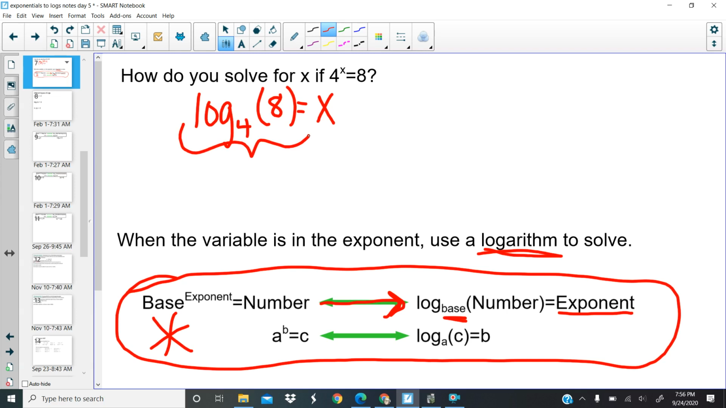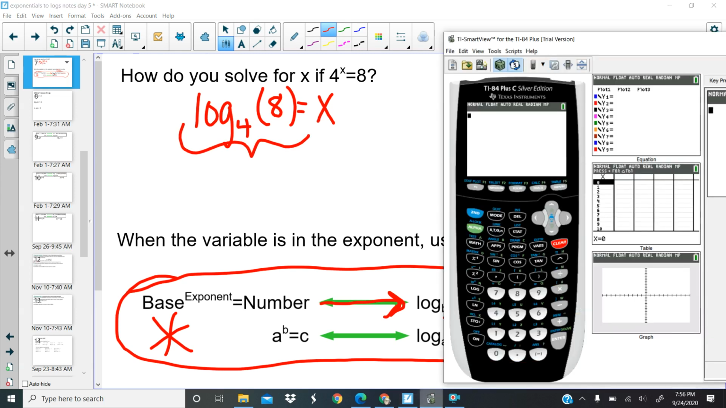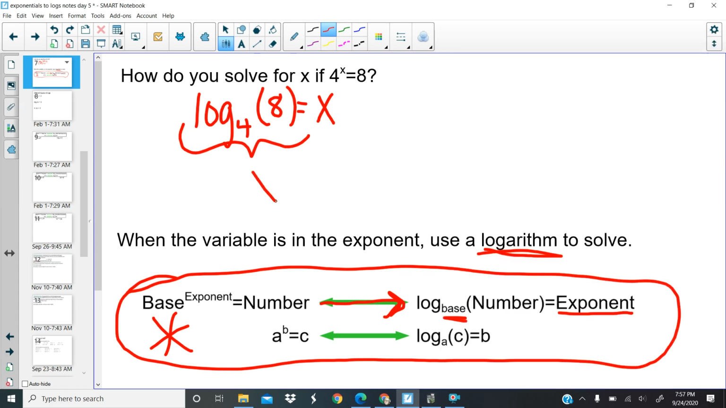The way that you do that on a TI-84 calculator is you hit math and then press up, up, and that's going to give you a log base button. Some of the older calculators don't have this, so if you have one of those, just watch out for that. Then you type in the 4 in the lower spot and the 8 in the parentheses and press enter, and it'll calculate that for you. So that tells us that x equals 1.5.